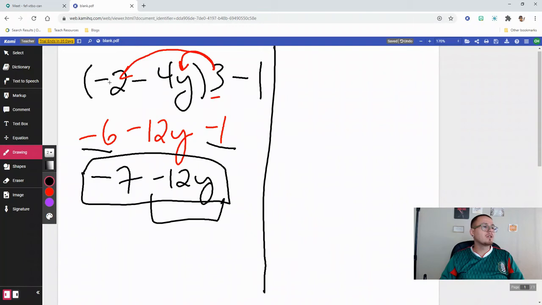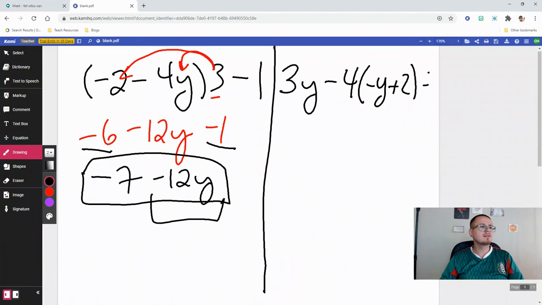Okay, here we go. Let's do one with a couple different terms. 3y minus 4 times negative y plus 2 minus 3.